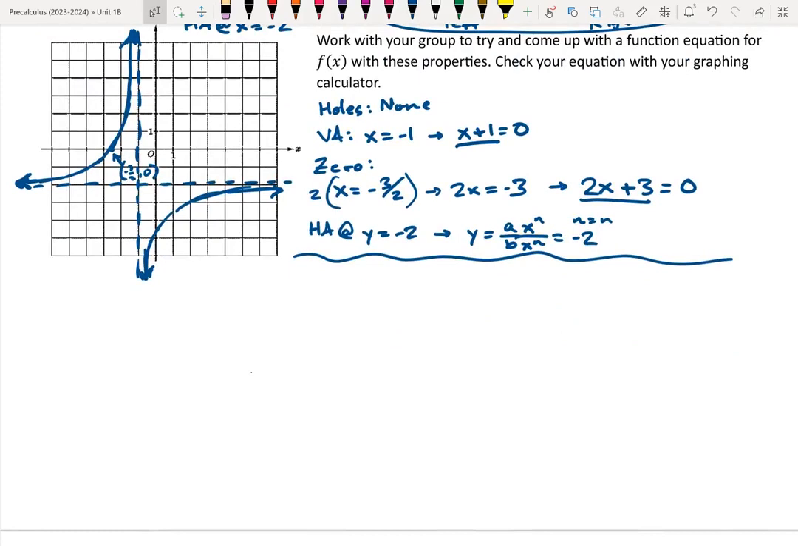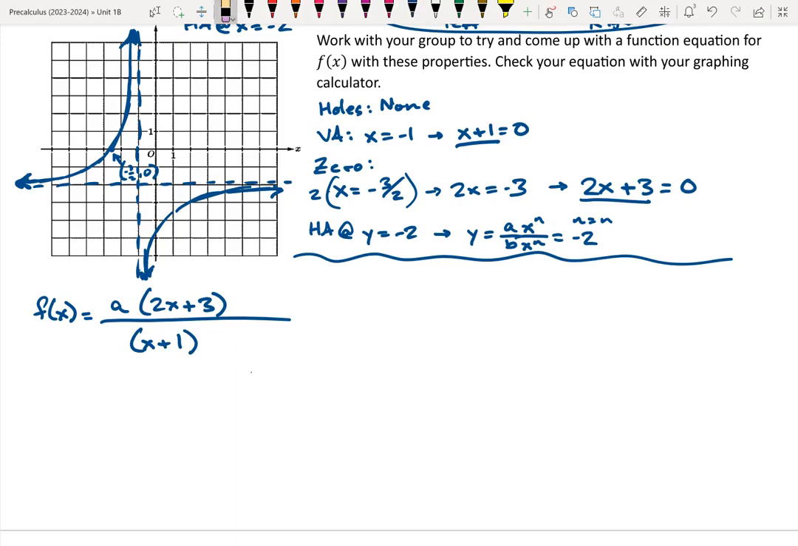We are going to have our function f of x equal to a. In the top, we have our 0 of 2x plus 3, that's the factor. We had no holes, so nothing in the top and bottom. In the bottom, though, we do have x plus 1.